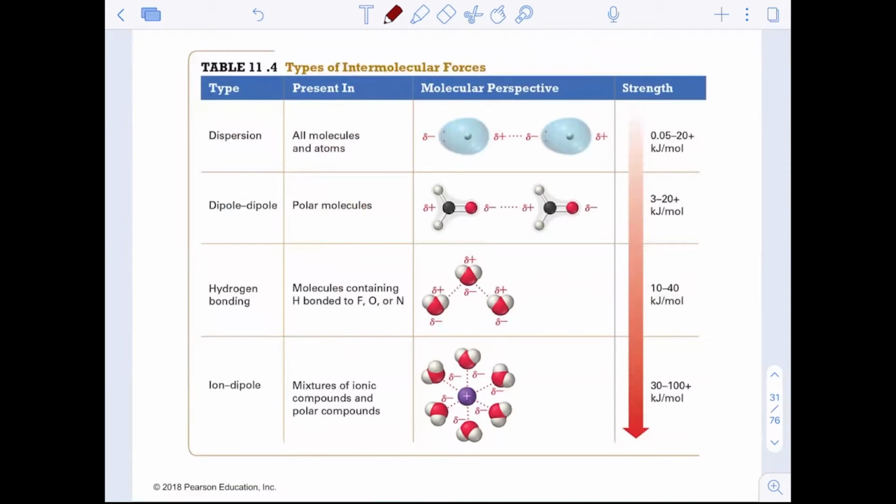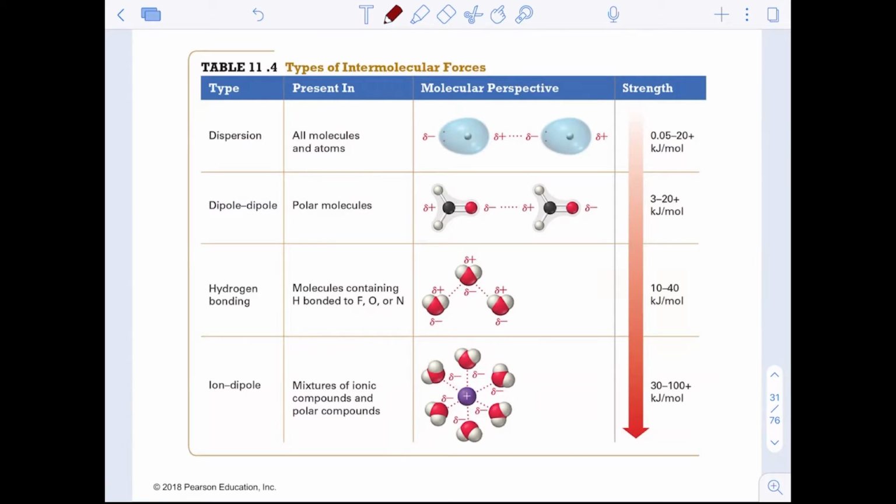There's a nice chart in your textbook if you want to see the interactions. Notice how all of these molecular perspectives have at least two molecules drawn. For intermolecular forces of attraction, you need to have the ability to draw two molecules. You can't just do it with one. That's a covalent bond. We're going to be showing it with specifically two.